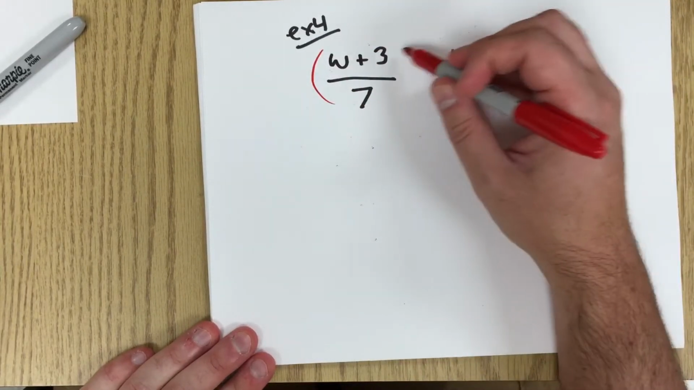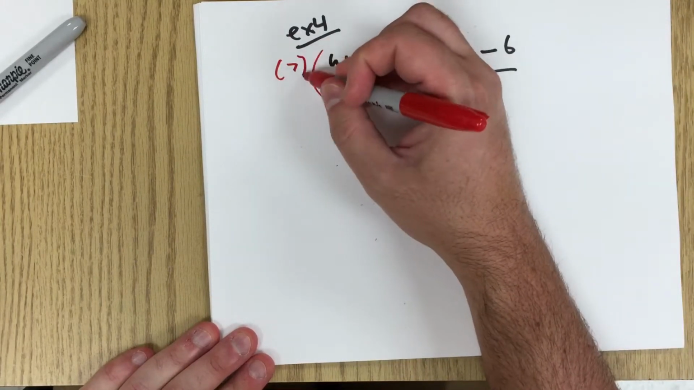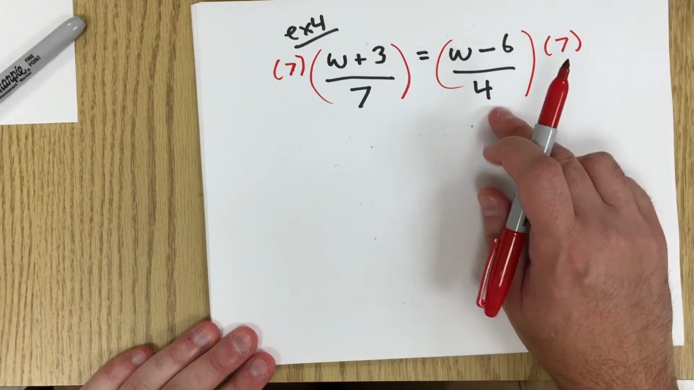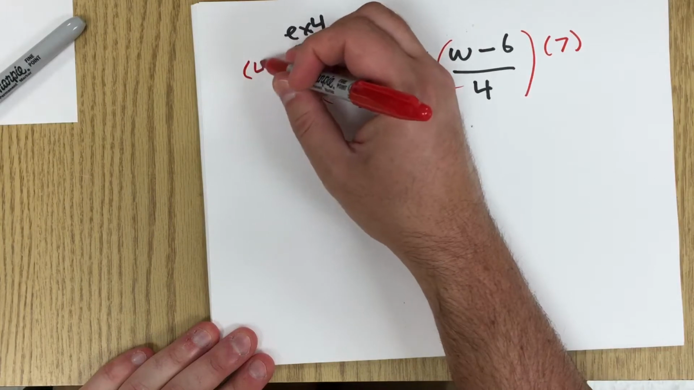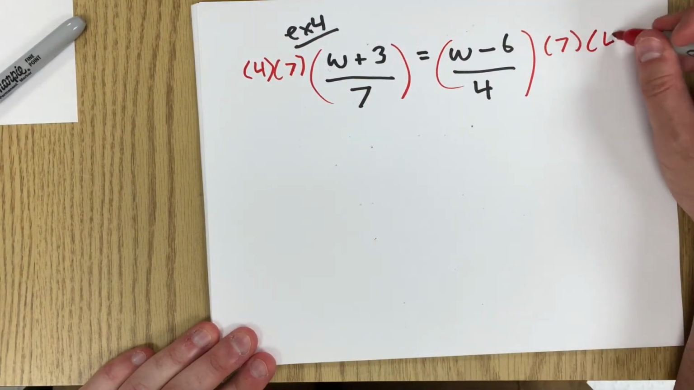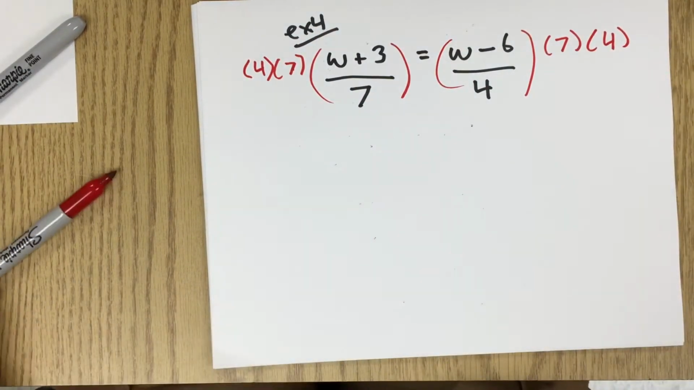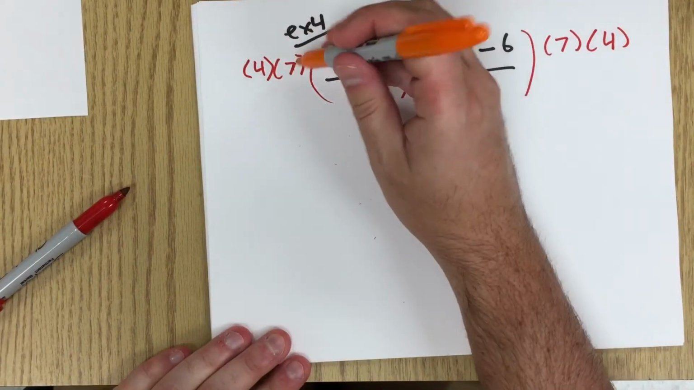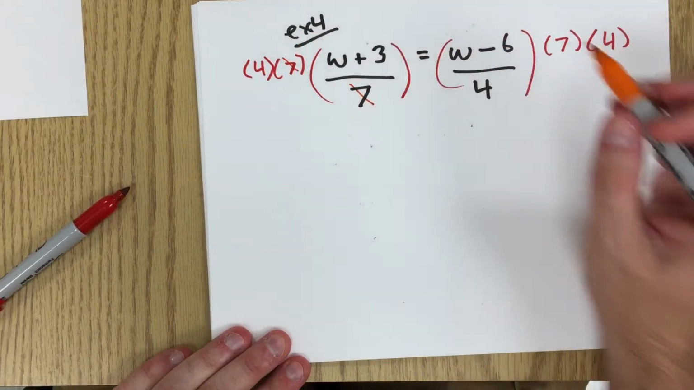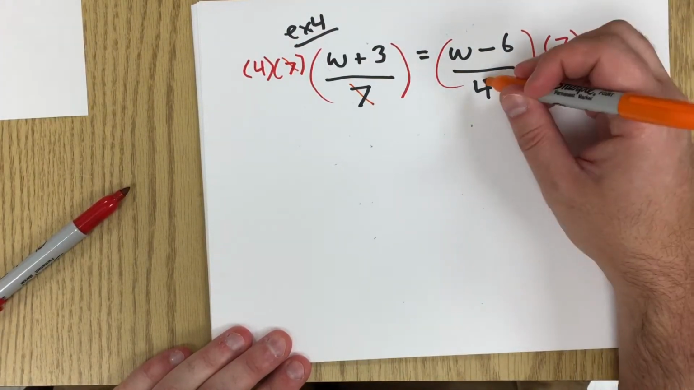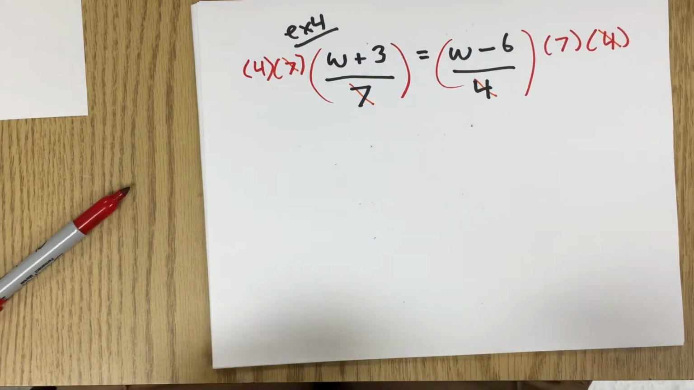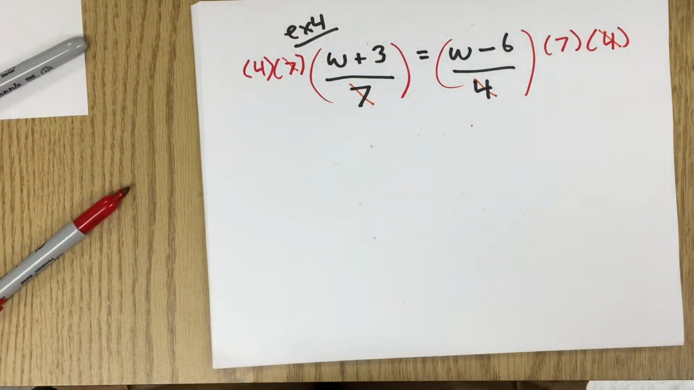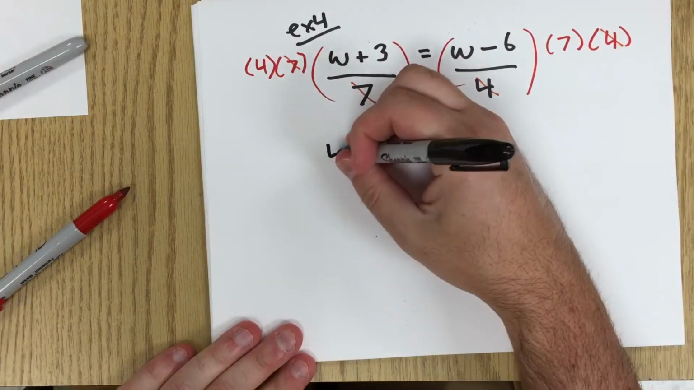So we have a 7 here, so we're going to multiply both sides by 7. We have a 4 on the bottom, so we're also going to multiply both sides by 4. And then we have to be careful about what we cancel here. So there's a 7 on the bottom, so the 7's cancel. Here there's a 4 on the bottom, so the 4's cancel. Then we have to write everything that we have left. So what we have left here is a 4.